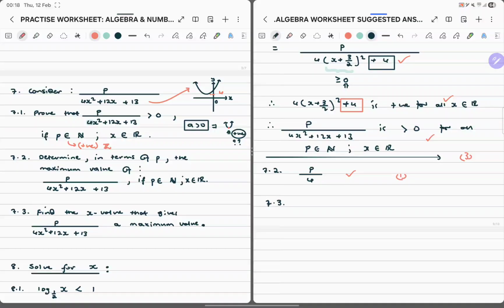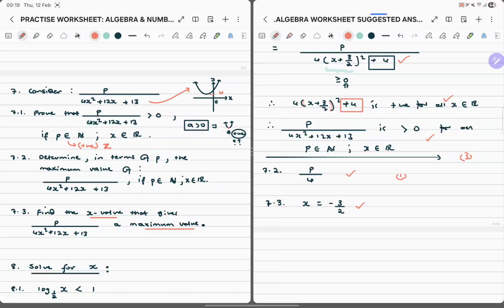7.3 says, find the x value that gives this a maximum value. Right, so what is it? It's that one, the axis of symmetry. It's what is under the square. We equate it to 0, so we know that x is going to be minus 3 over 2.